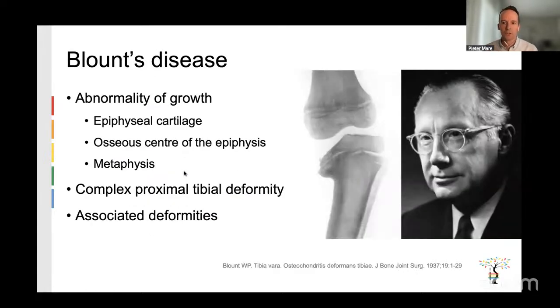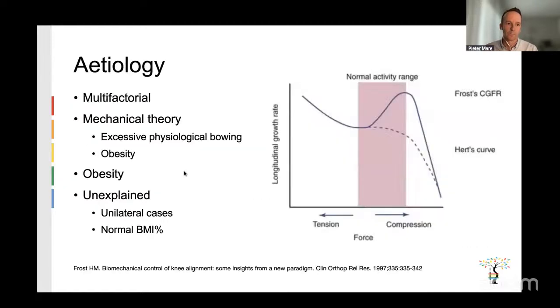So Blount's disease, or tibia vara, describes a condition of abnormal growth that affects not only the physeal plate, but also the epiphyseal cartilage, the osseous center of the epiphysis, and the metaphysis. Now, this results in a complex three-plane proximal tibial deformity, together with associated compensatory deformities of the femur, the distal tibia, and potentially the subtalar joint. We know that etiology is multifactorial, but excessive mechanical force definitely plays a role.